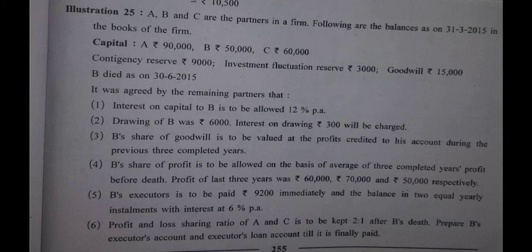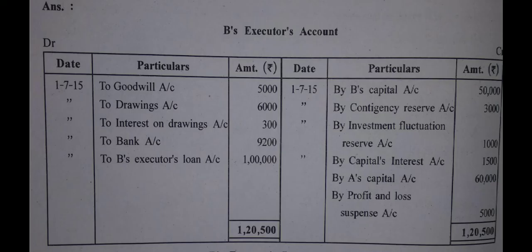We'll go extremely slow with this sum. So here you can see this is B's executor's account. If you want to prepare in your book right now, well and good. Otherwise, you can revise these lectures. You can watch it again and do the sum along.